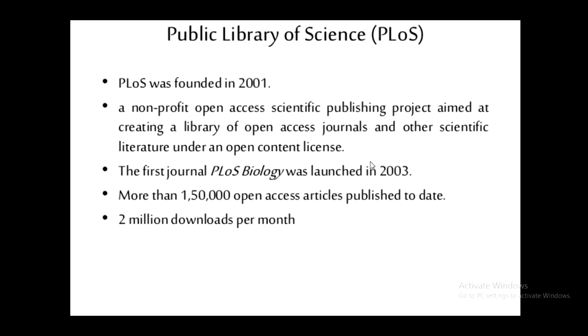Next one is Public Library of Science. In short form, it is also called PLOS, P-L-O-S. Public Library of Science was founded in 2001. It is a non-profit open access scientific publishing project aimed at creating a library for open access journals and other scientific literature under an open content license. The first journal, PLOS Biology, was launched in 2003. More than 150,000 open access articles have been published to date, with 2 million downloads per month.